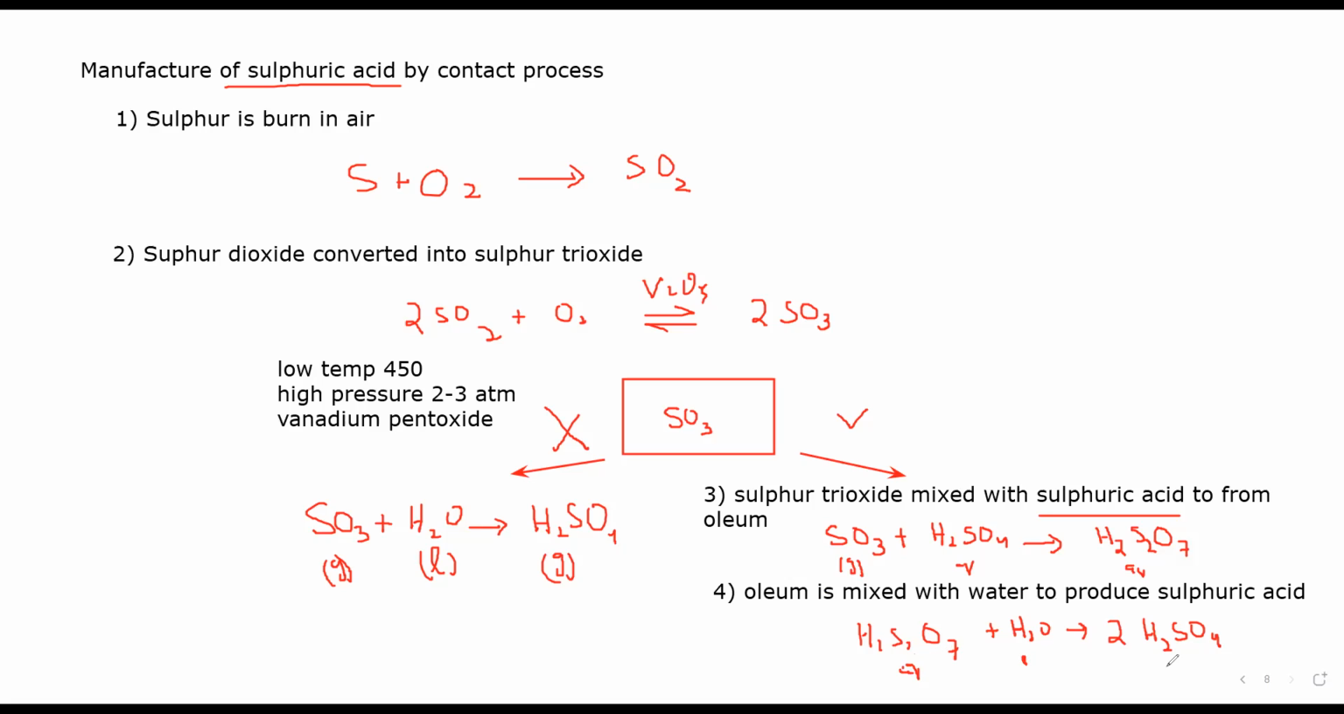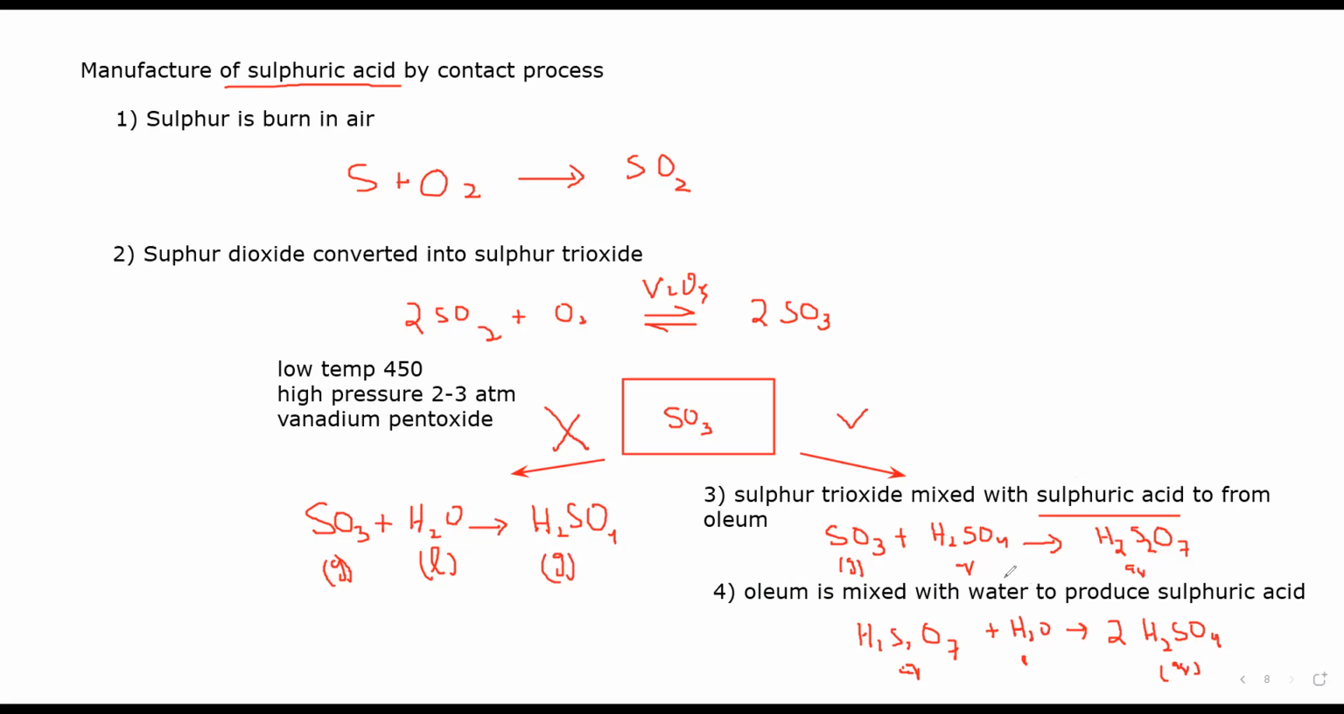And oleum is mixed with water, so what does it result in? It will result in a formation of aqueous sulfuric acid. So here we have sulfuric acid dissolved in water, but in the first step, if sulfur trioxide directly mixed with water, it will form vapors of sulfuric acid or fumes of sulfuric acid, which are difficult to extract.